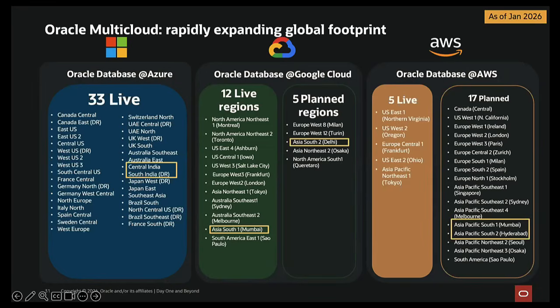Thanks, Leo. That was a lot of great information. So, with our multi-cloud solution, we are really expanding our footprint to make it not only your choice of where you want to run your workload, which service you want to run your workload on, but also lots of great choices of where the regions are for the availability of these services. So as you can see, on Oracle Database at Azure, we have 33 live. At Google Cloud, we have 12 live, 5 more planned. And at AWS, we have 5 live and 17 more are planned.